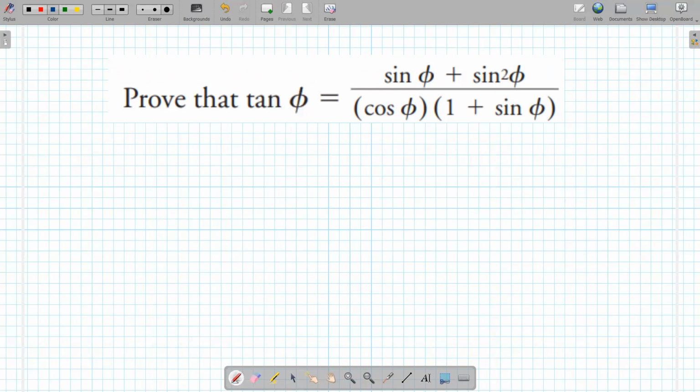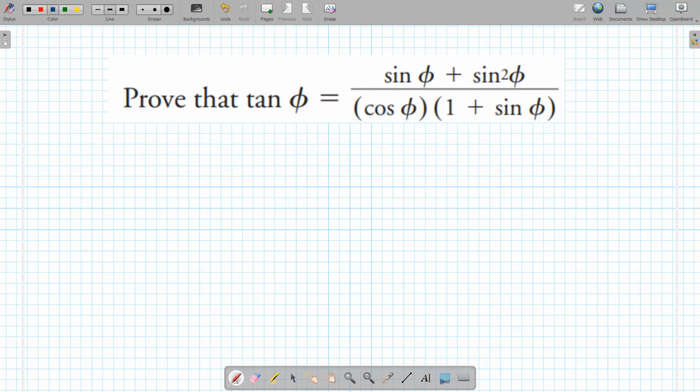So here they are asking us to prove this. What you want to do is you always want to start, okay? Always start on the side that's more difficult. That looks more difficult. Cool?